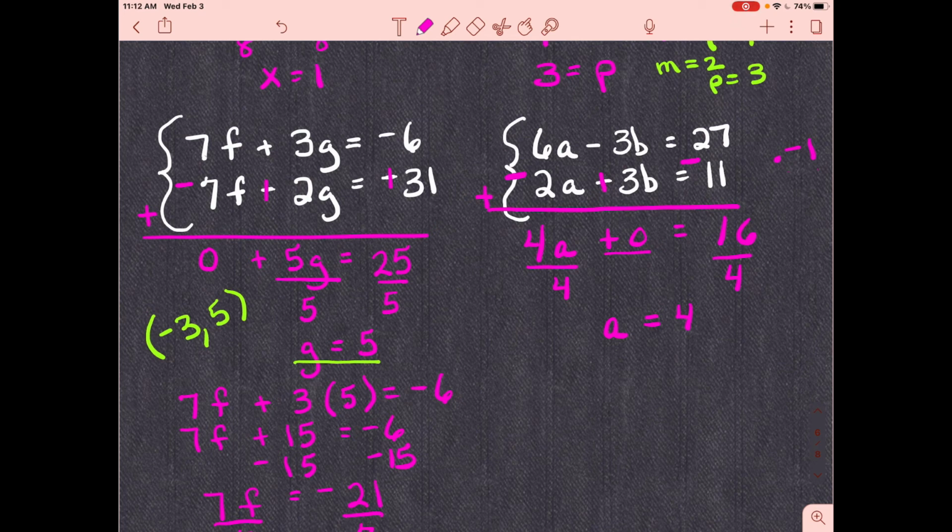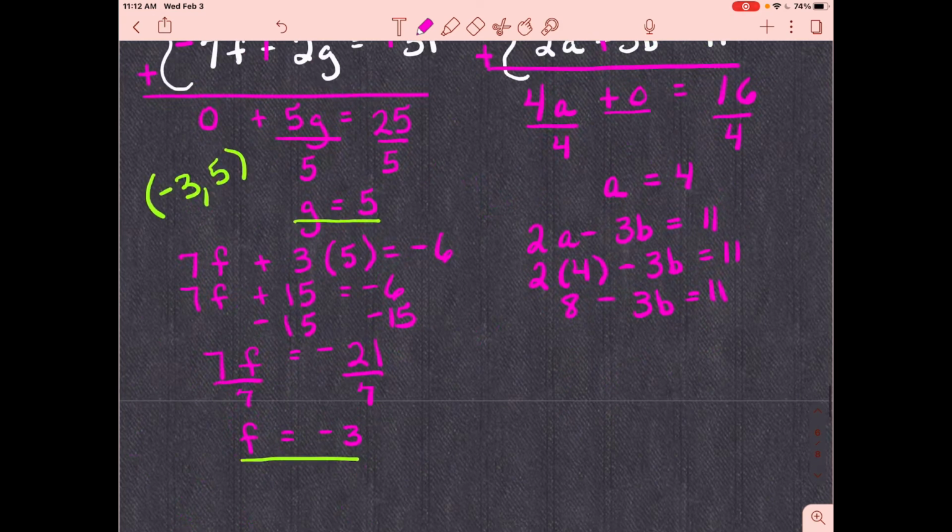That's half of the work, so I'm going to grab whichever equation here. Just for fun, I'm going to go with my original 2A minus 3B equals 11, because you could use the negative 2A plus 3B equals negative 11. You could use the 6A minus 3B equals 27, or you can use this. We're going to say 2 times 4 minus 3B equals 11. That's 8 minus 3B equals 11.